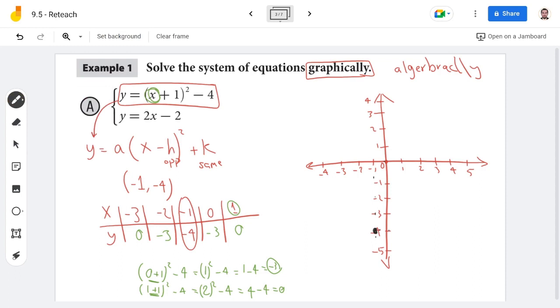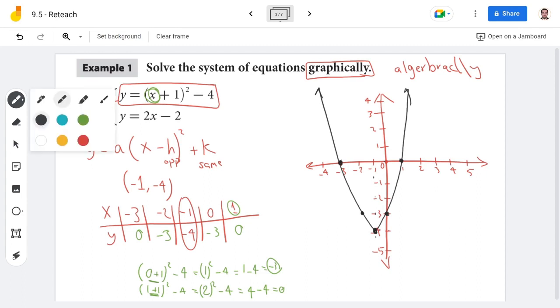Then we have 0, -3. 0, -3 should be here. Then we have -2 and -3 here. Then we have 1 and 0 here. And -3 and 0 here. Now if I graph my function it should look like this one here. Let me just redraw it. So now this one is my function. Now let's graph the second function, the linear equation. Let me write it in blue. So let's graph this one here.